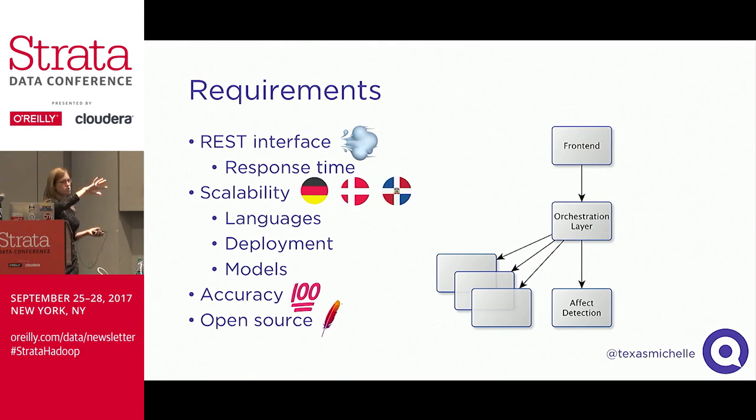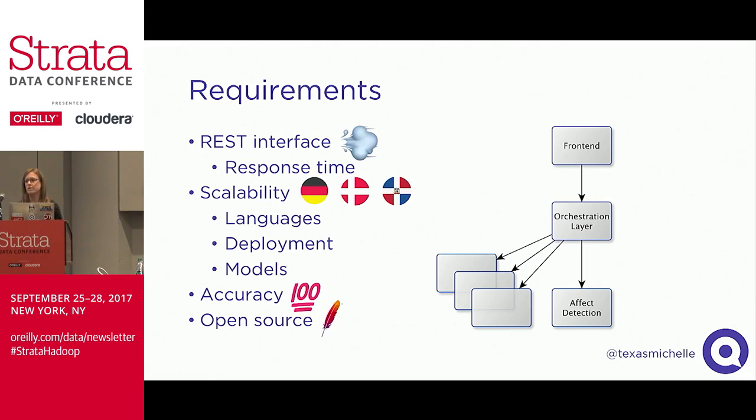So we have our front end, which is what our user sees. We have an orchestration layer that sort of ties together all of the different microservices. And then affect detection was just one more of those. So we needed it to be available as a REST interface. We needed something listening and able to respond and generate predictions. And then we also just needed it to be able to scale in the same way that any other part of the platform would need to scale. We need to be able to generate as many models as we need and do that in a way that's cost efficient and that fits in with the rest of the platform.